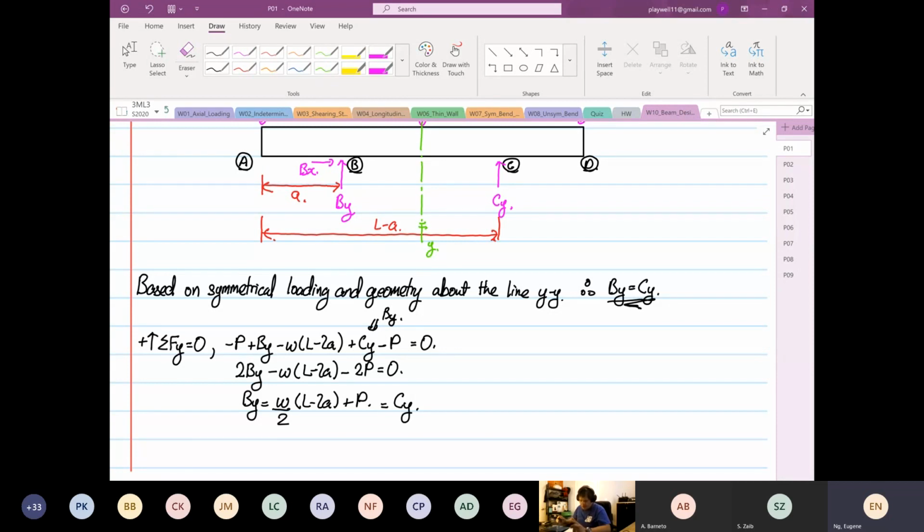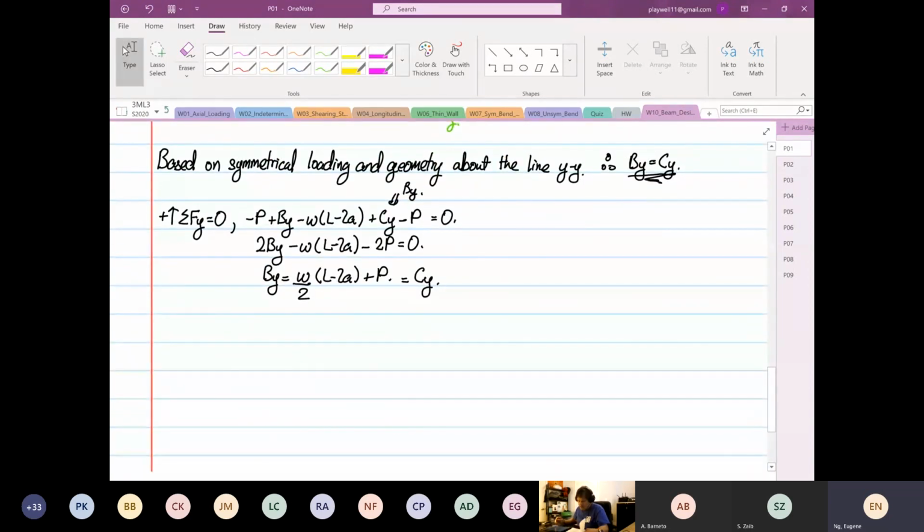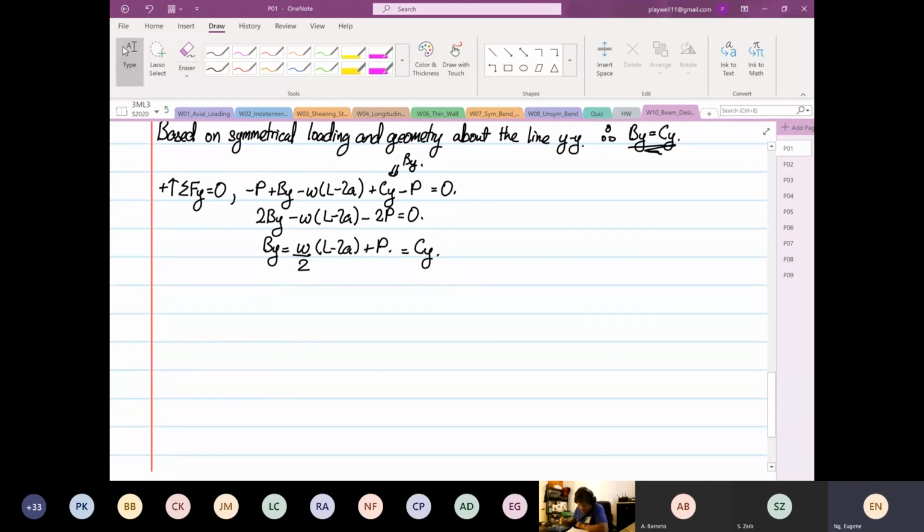Okay, so now we're going to form the shear force and bending moment equation. What I'm going to do is the shear force and bending moment equation, and we're also going to concurrently draw our shear force and bending moment diagram. So you're going to see how they are drawn. Okay, so let's look at shear force and bending moment equation.